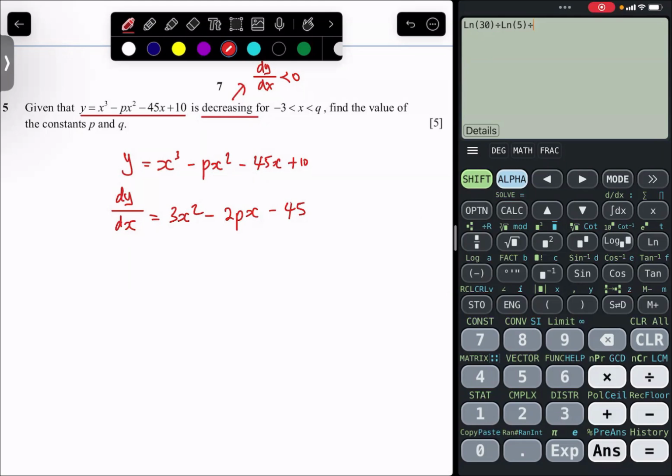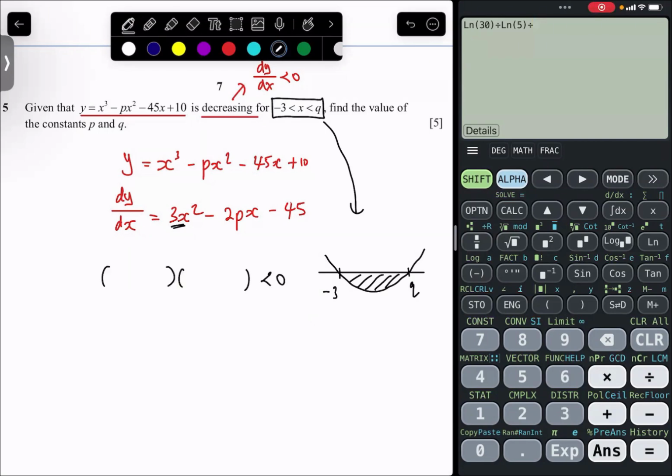we can see that this is an inequality range. To dissect this inequality range, there's a root of negative 3 and q, and because this is 3x squared, it's a smiley face. We are considering the inequality down here, so this will give me an equation of something less than 0. The two roots can be rewritten as x plus 3 and x minus q.